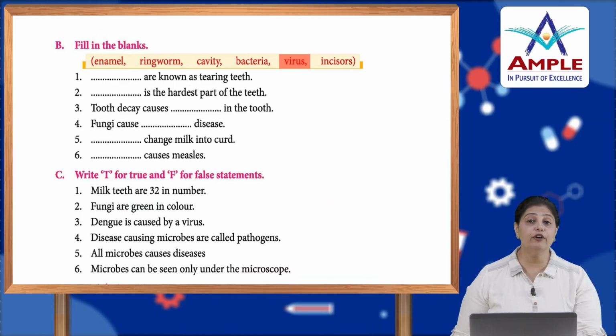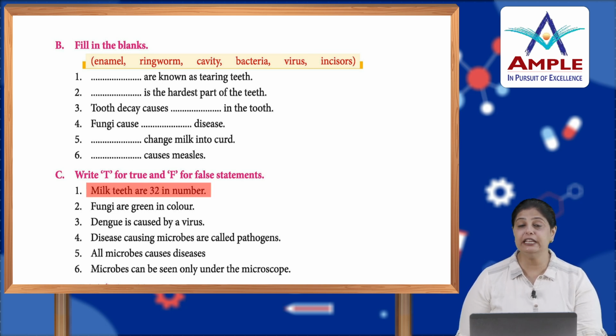Now it's time for true or false. Milk teeth are 32 in number. It is absolutely false. They are 20. Fungi are green in color. Yes. It is that layer that comes on the food. Dengue is caused by a virus. False. It is caused by a protozoa.